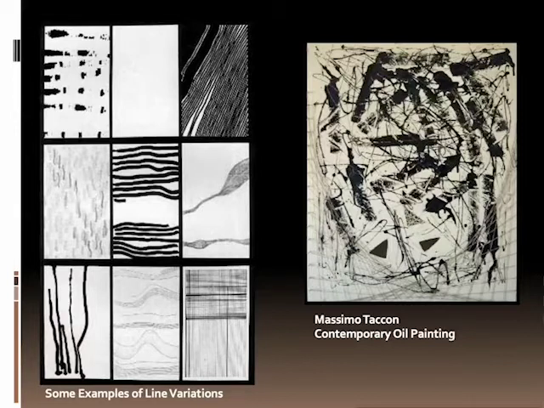A good example of really the basics of line can be seen in this contemporary oil painting by Massimo Tacon. You can see these interesting lines that are intersecting around the edges, sort of creating a spinning effect, and then this very chaotic use of line that's in the middle that's almost splatter.